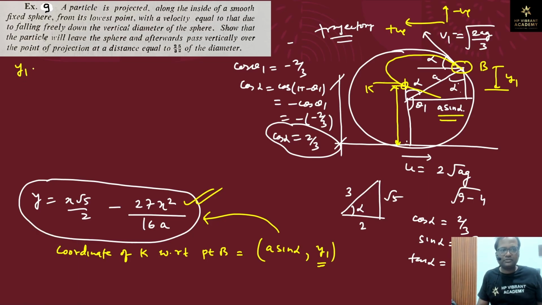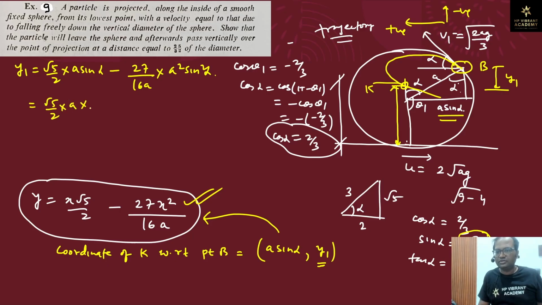So we have y1 is equal to root 5 upon 2 into x. x is a sine alpha. Sine alpha is root under 5 upon 3. So a times a sine alpha. Let us put first a sine alpha minus 27 upon 16a into a square sine square. Okay, so we have root under 5 upon 2 into a into root under 5 upon 3 minus 27a upon 16 into sine square alpha, and sine square alpha is equal to 5 upon 9.